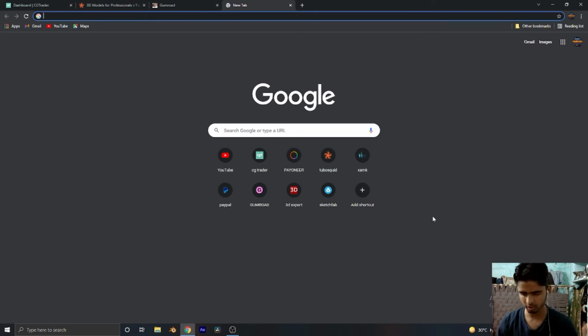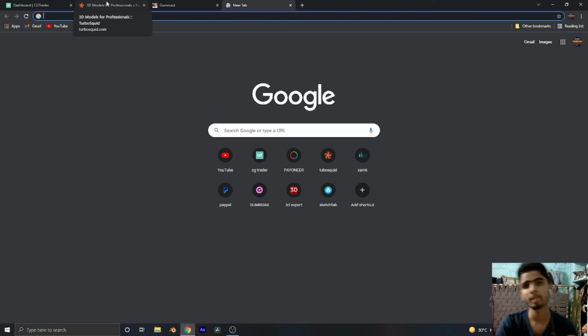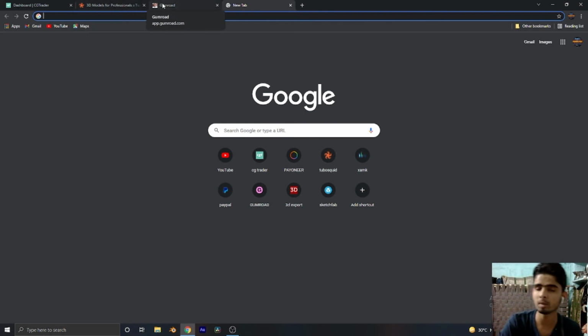Okay, sorry, one mistake. Gumroad only uses PayPal to transfer money to your bank account, and the payment limit is more than $10. In CG Trader, there is no payment limit. If you earn $1, then you will get $1 after a month in your bank account. In TurboSquid, you will get money after $25, and in Gumroad you can earn money only after $10.